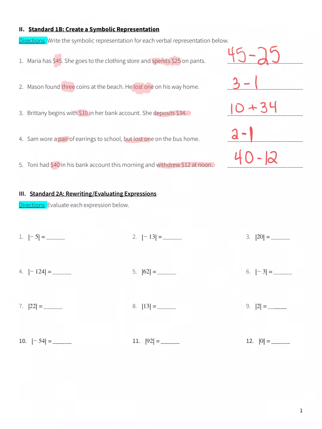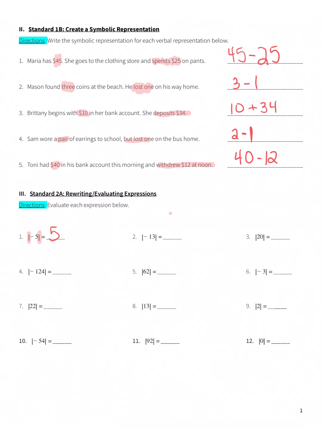Now here we are going to be working on standard 2A, rewriting and evaluating expressions. We're going to evaluate each expression below. On your formative, many of you struggled with this because it said this word evaluate and you were confused. Well, this is an expression right here. We are trying to figure out what the value is or solve this problem. When we have these 2 lines right here, it means absolute value. And absolute value is how far a number is from 0. So the absolute value of -5 is +5 because it is 5 steps away from 0.